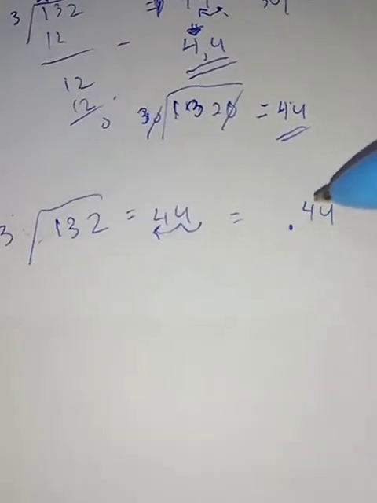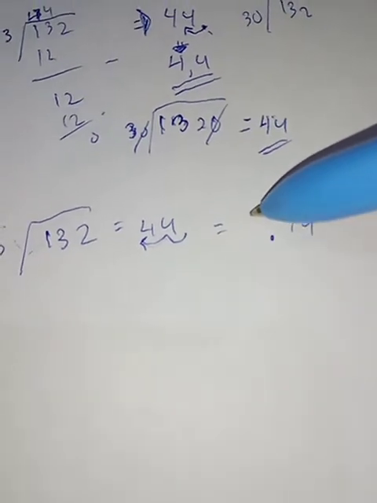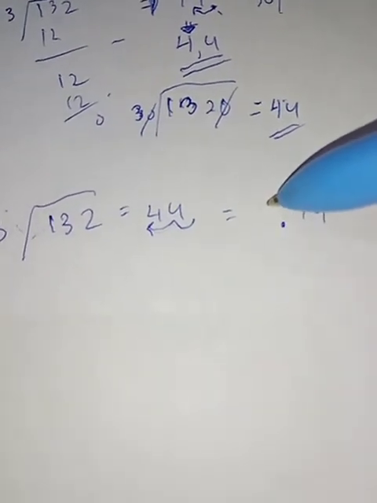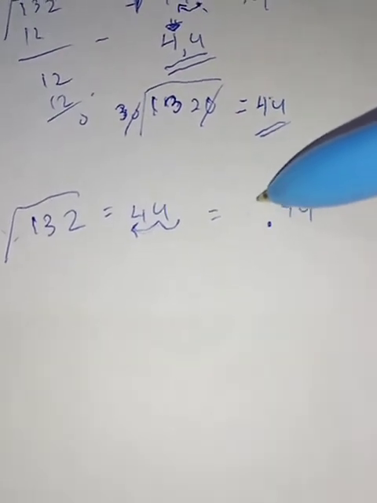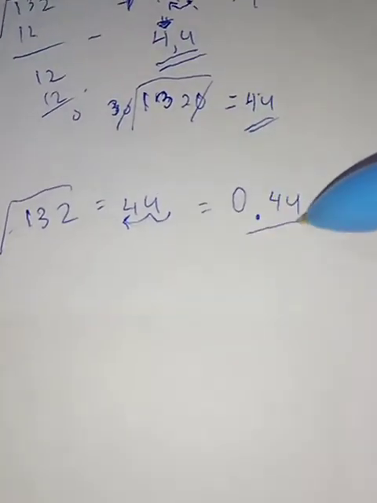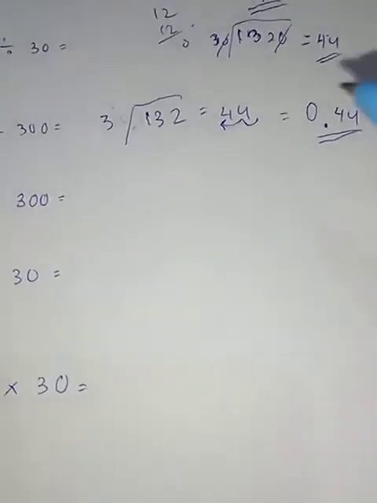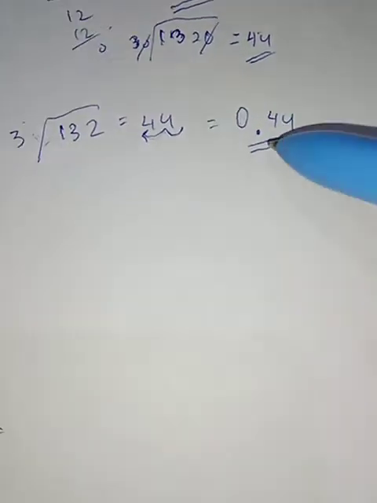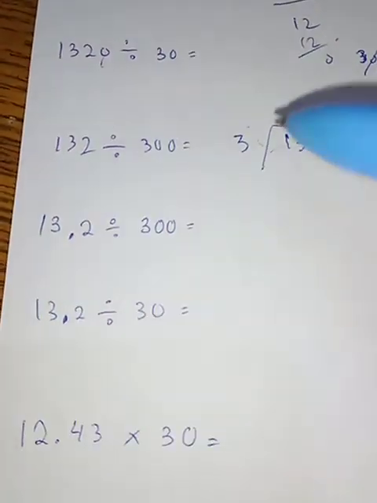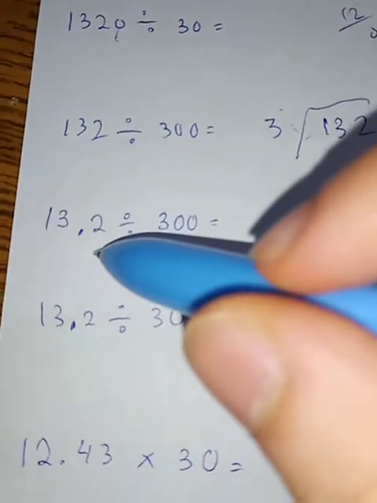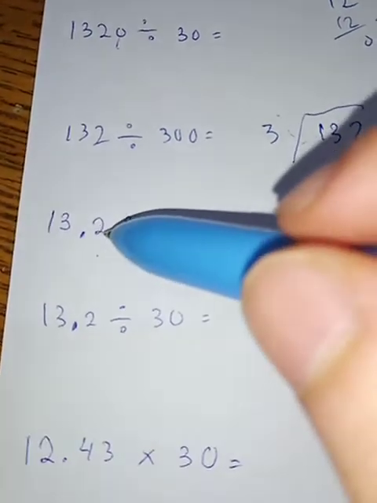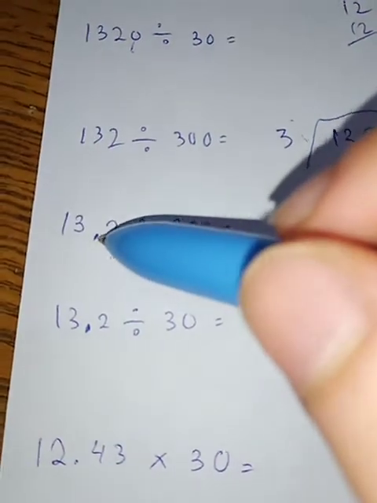Now you have to put a decimal there, and because there's nothing in front here, you cannot leave it like that with nothing. So you add 0, so it will be 0.44. Try with your calculator to see if it's correct or not, to confirm it. Okay, now what about this one? This is the division where you have a decimal here.